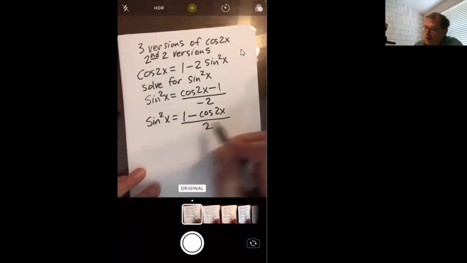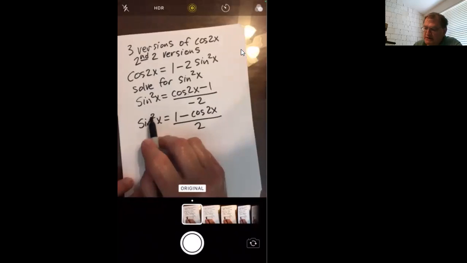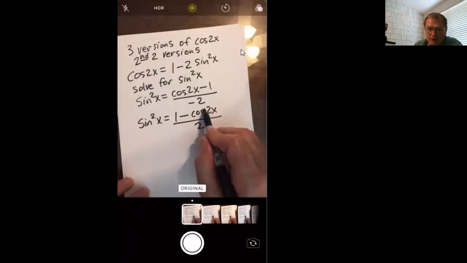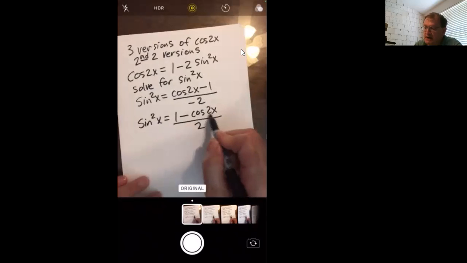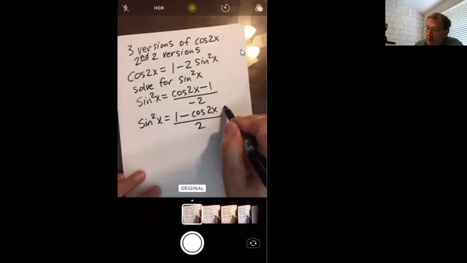This is called lowering powers. You have a sine squared and you've lowered it to a first power here. You had to switch it to a cosine and double the angle, but this is called power reduction, lowering powers.